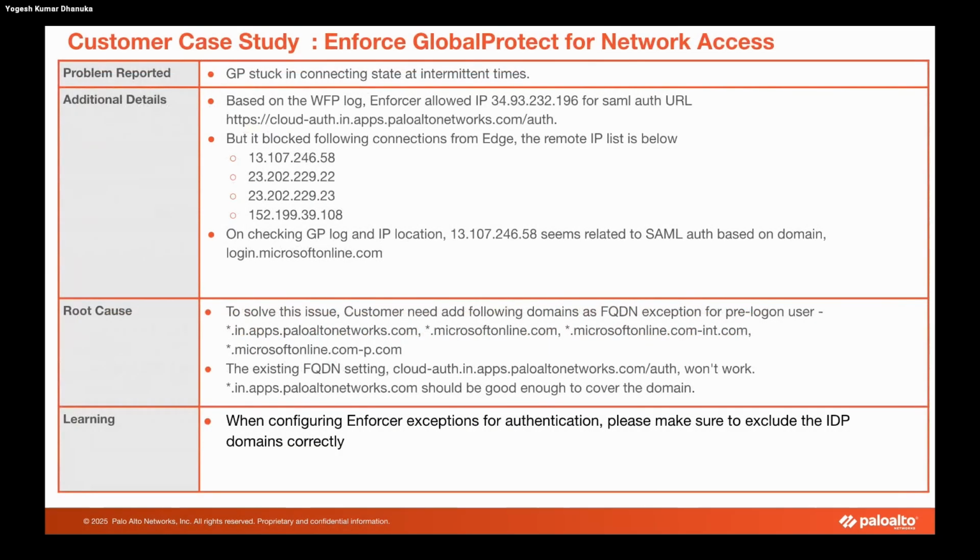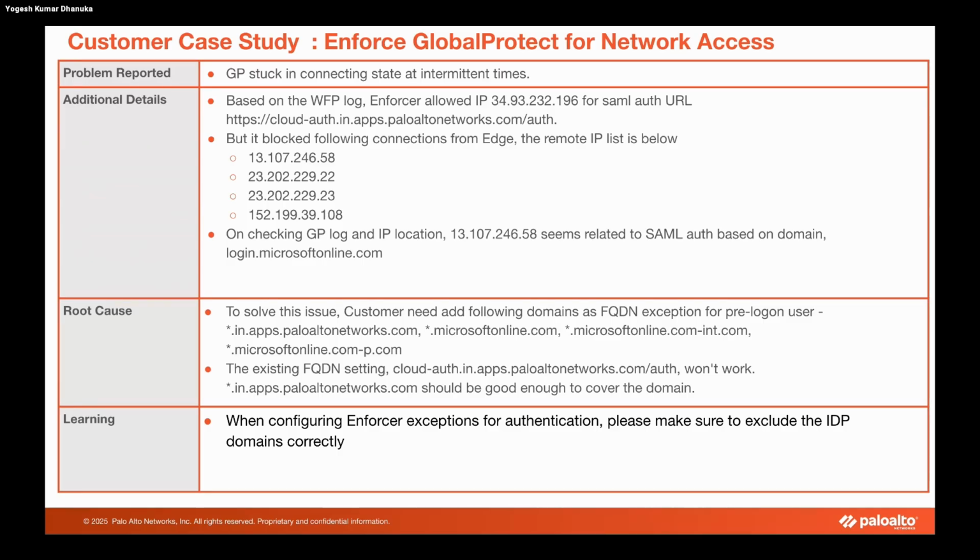Now, let's talk about a few use cases or case studies for the enforcer. For example, there is a problem reported that the GP is stuck in the connecting state at intermittent times, and that is happening when the enforcer is on. If the administrator turns off the enforcer, there is no issue at all. The GP can connect all the time. But because the enforcer is on, the GP has a problem connecting.